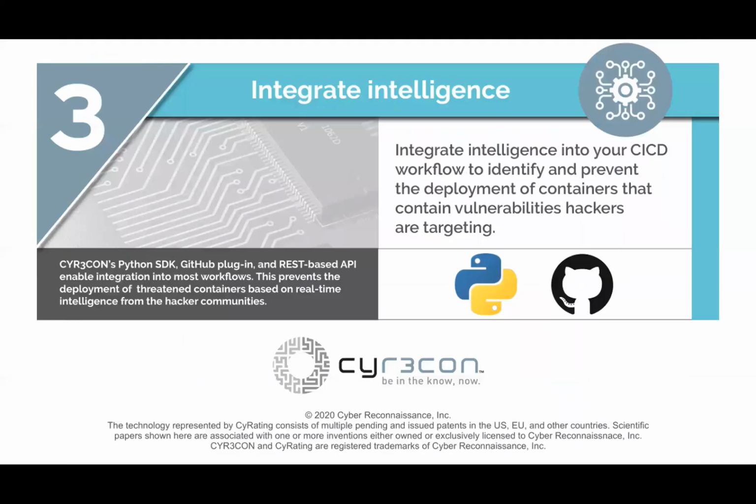And finally, integrating this into your CI/CD workflow, Cyricon provides you tools to do that in terms of our GitHub plugin, as well as Python SDK and our REST-based API. In this way, you can understand threats to the libraries and platforms that you're building your applications on top of, so you can make better decisions during the CI/CD process and avoid threats altogether as you're rolling those systems out.